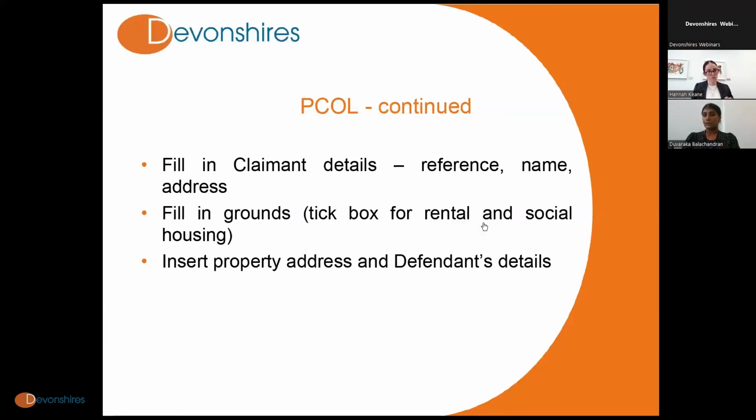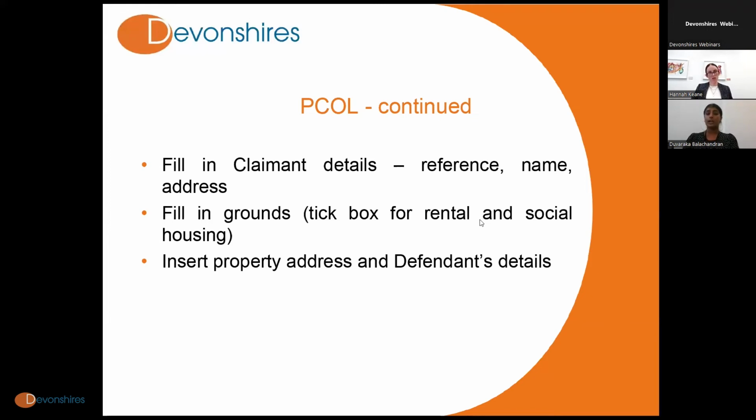So when it comes to the PCOL application form online, it's very, very basic. It takes you through each of the sections one by one, and it's basically you fill in the claimant's details, which will be yourself. Again, you add a reference, which is the ID of the property or the name, and then you add the claimant's name, who is the landlord, as well as the address for the landlord details, who is the claimant. Then you will go into filling the grounds, and again, this should be the specific grounds as specified in the notice of seeking possession that you have issued and will be relying upon.